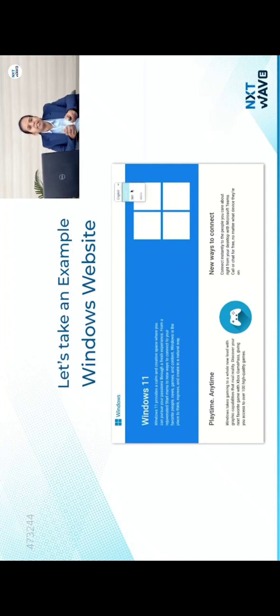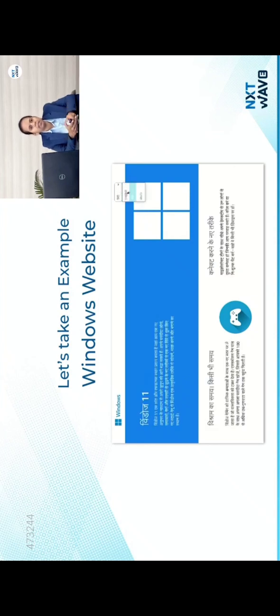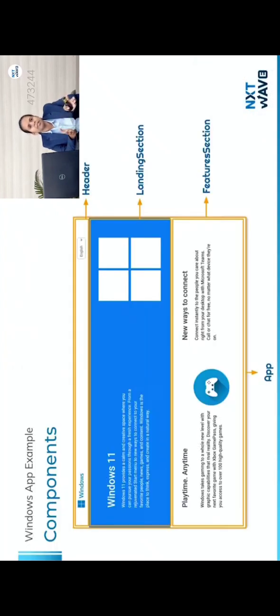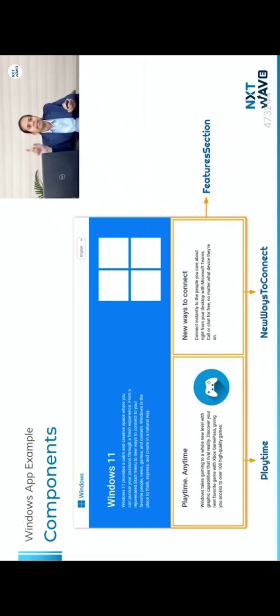Okay, so firstly let's get a brief understanding about this example. You can see that within the app component we have header, landing section and features section. These are the three. Header on the top with the drop down, then the landing section, then the features section, and within the features section there is playtime and new ways to connect. These are the two other components within the features section.